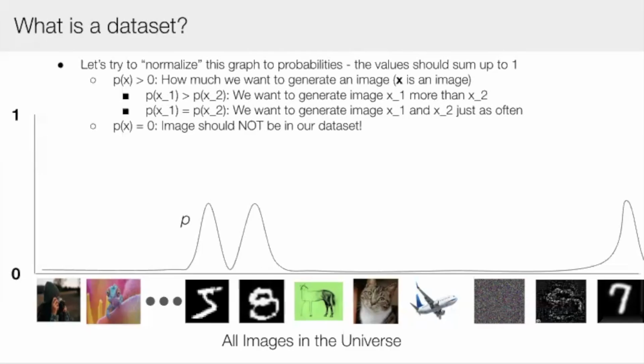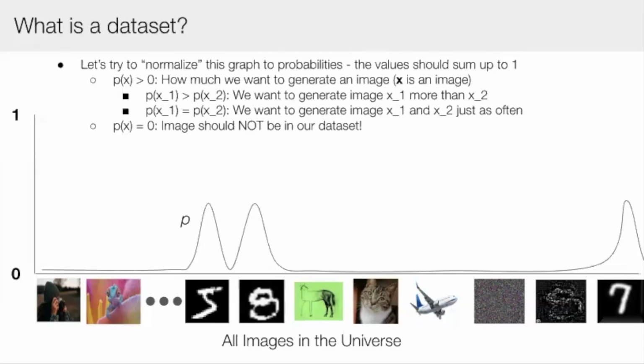if two images have the same peaks, that means with equal probability we want to generate both images. So the 5 and 8, equal probability we want to generate. 5, 8, and 7. So if one image has a higher probability than another, x sub i, x1, x2, where x just refers to an image, that x is sampled from this image domain. If the probability is 0, like it is for most of these images, then we do not want them in our data set.